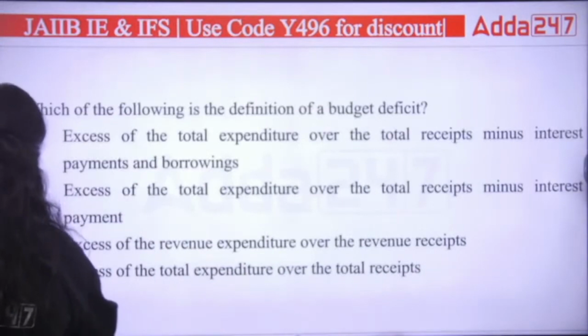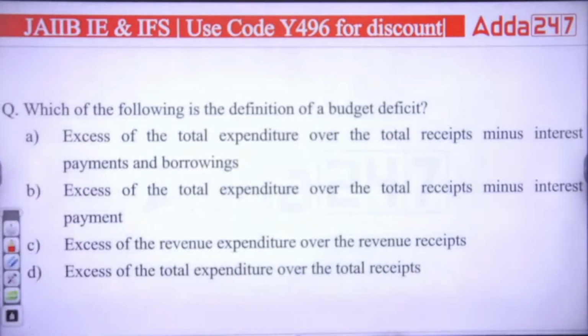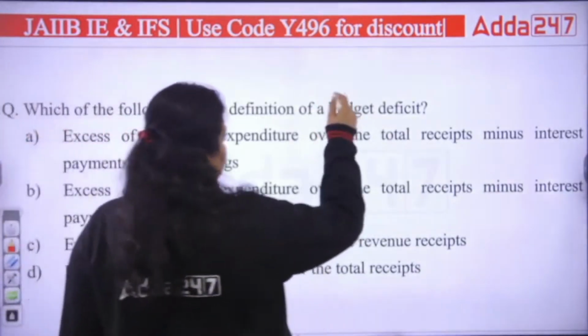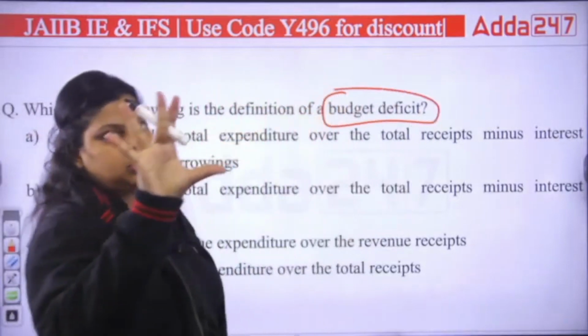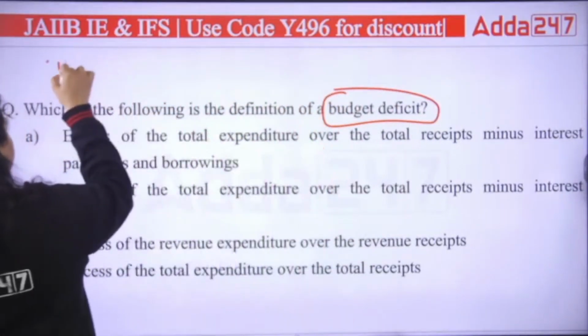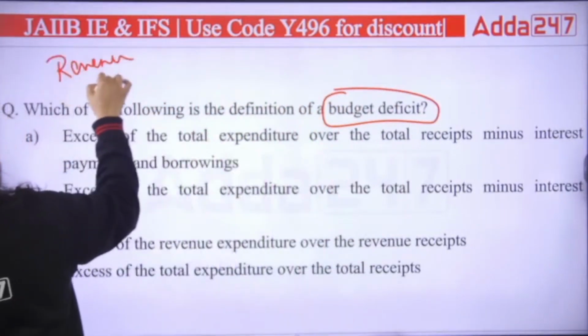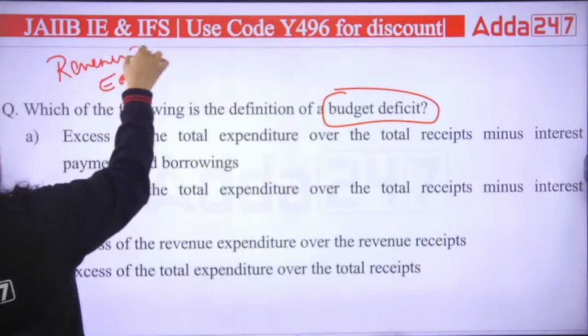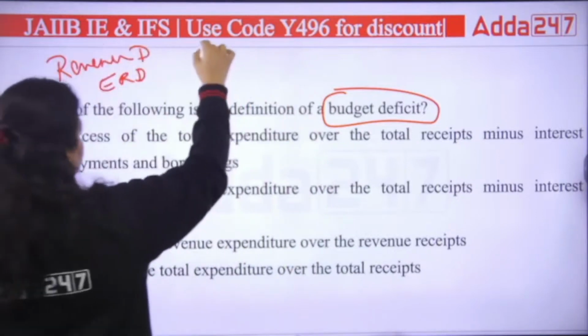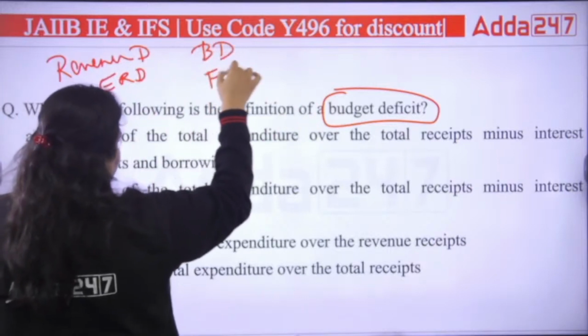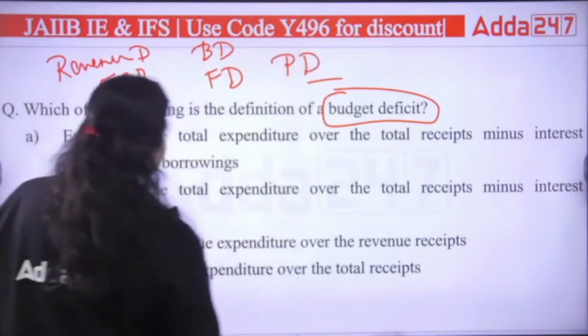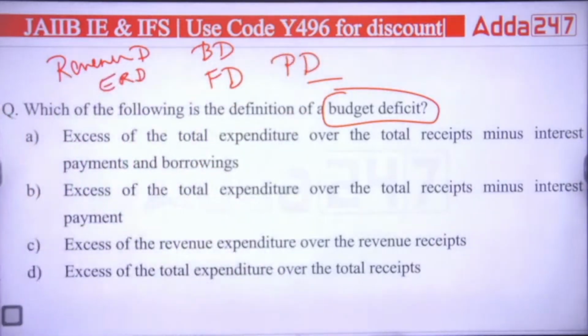Next question we have is talking about which of the following is a definition of a budget deficit. So do remember there are 5 types of deficit: revenue deficit, effective revenue deficit, budgetary deficit, fiscal deficit and primary deficit. Out of that, it is asking about the budget deficit. A, B, C or D.